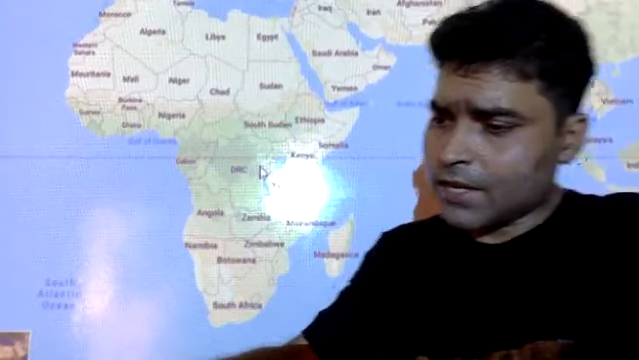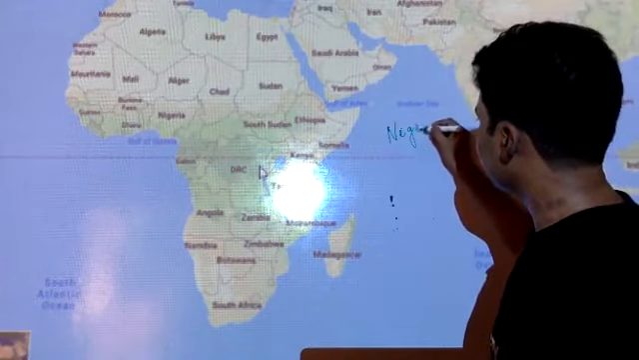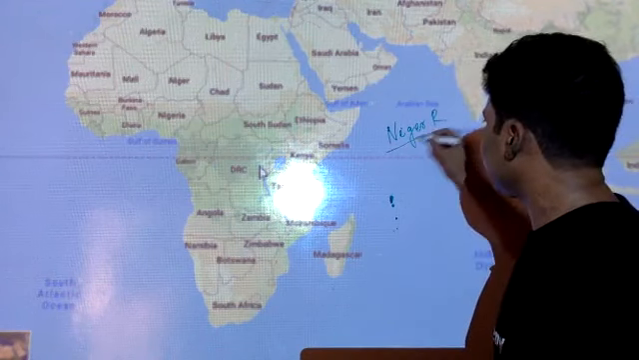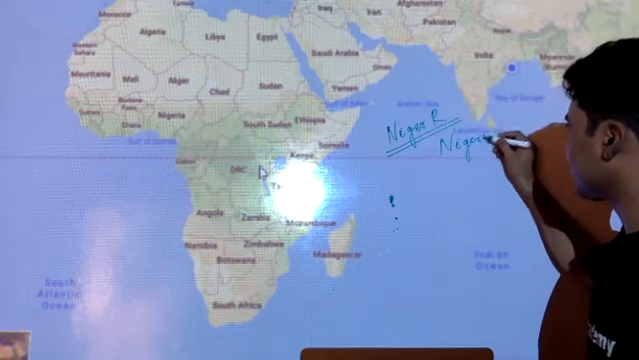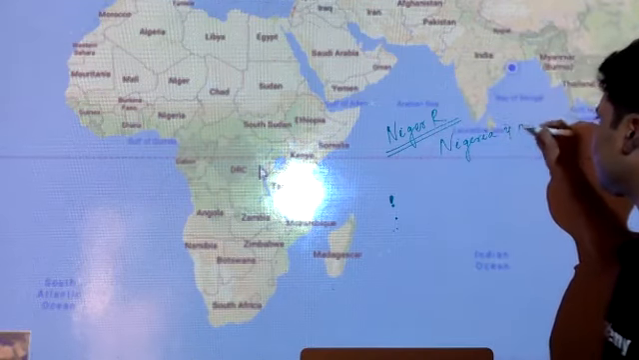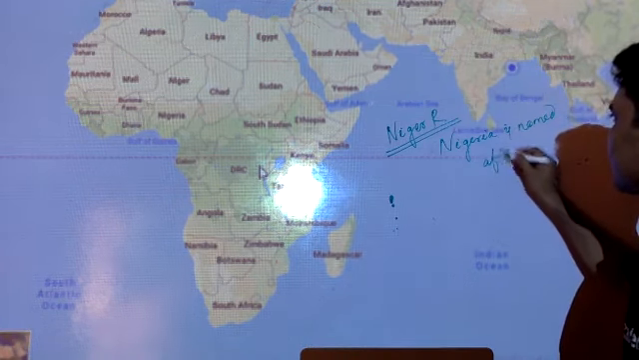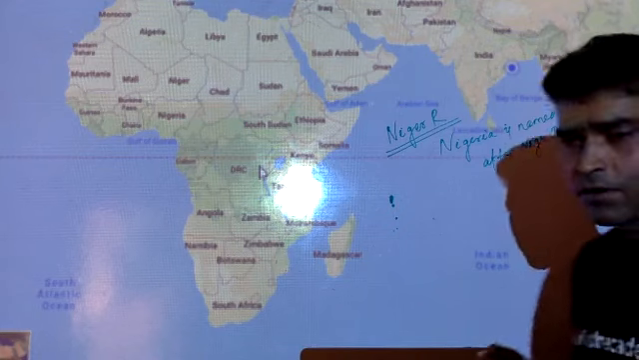One river you can say is Niger River. Niger River, you can say that Nigeria is named after this Niger River. So Nigeria is named after this river. This point we have to remember.